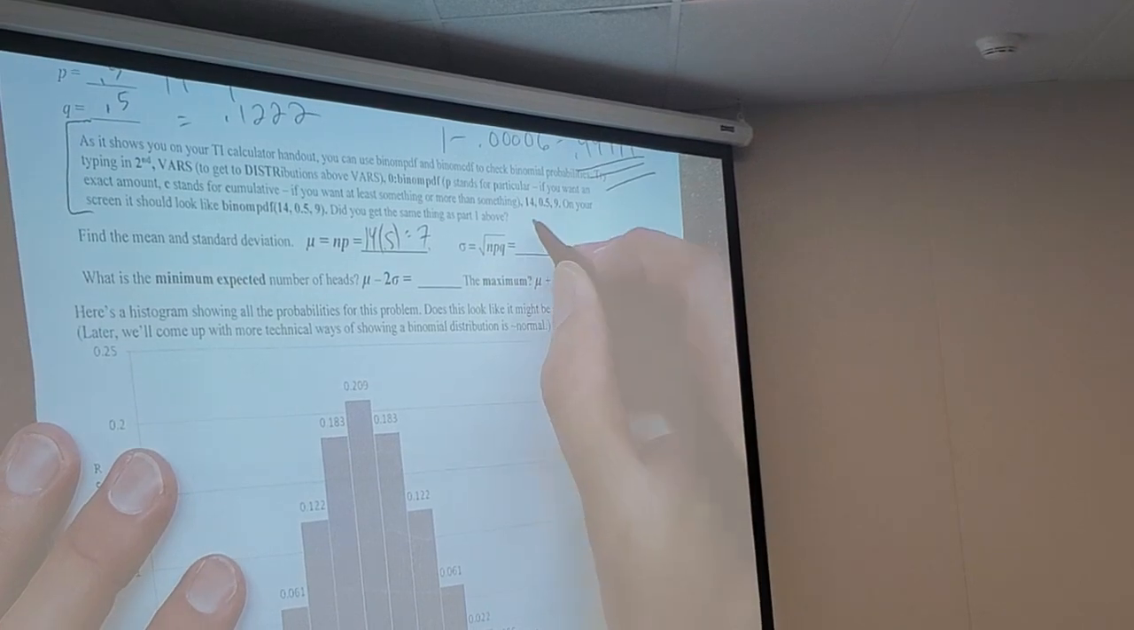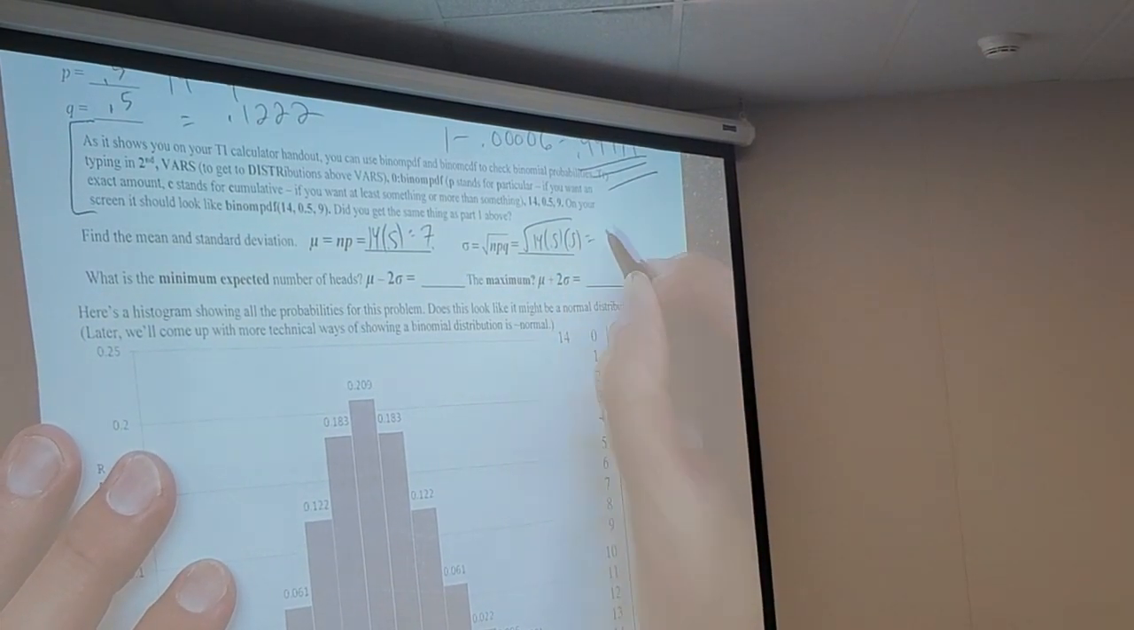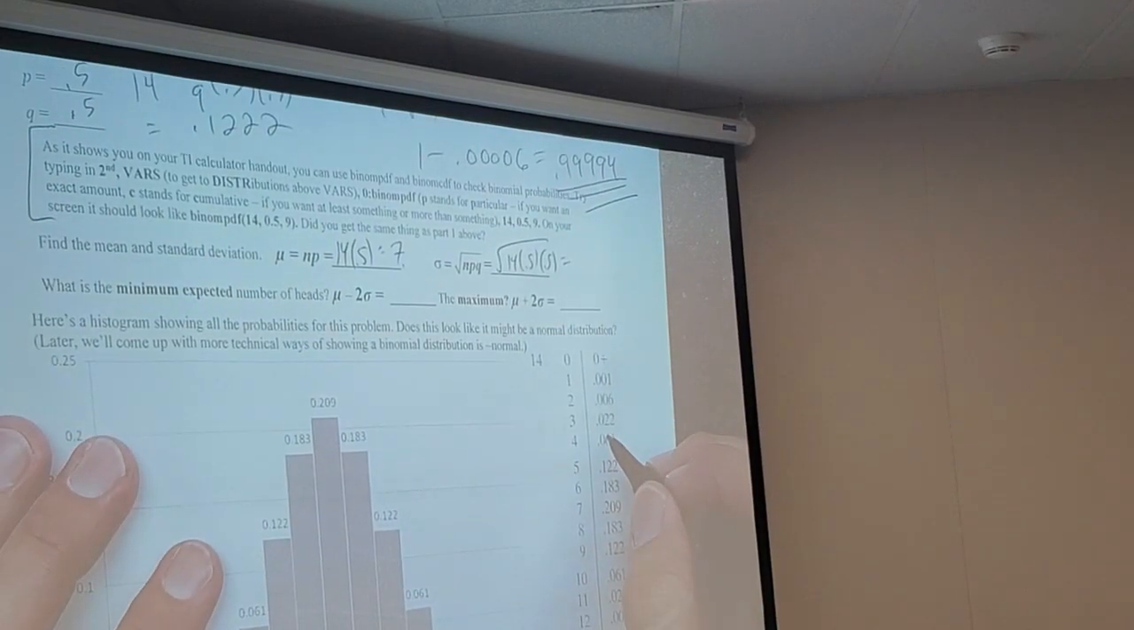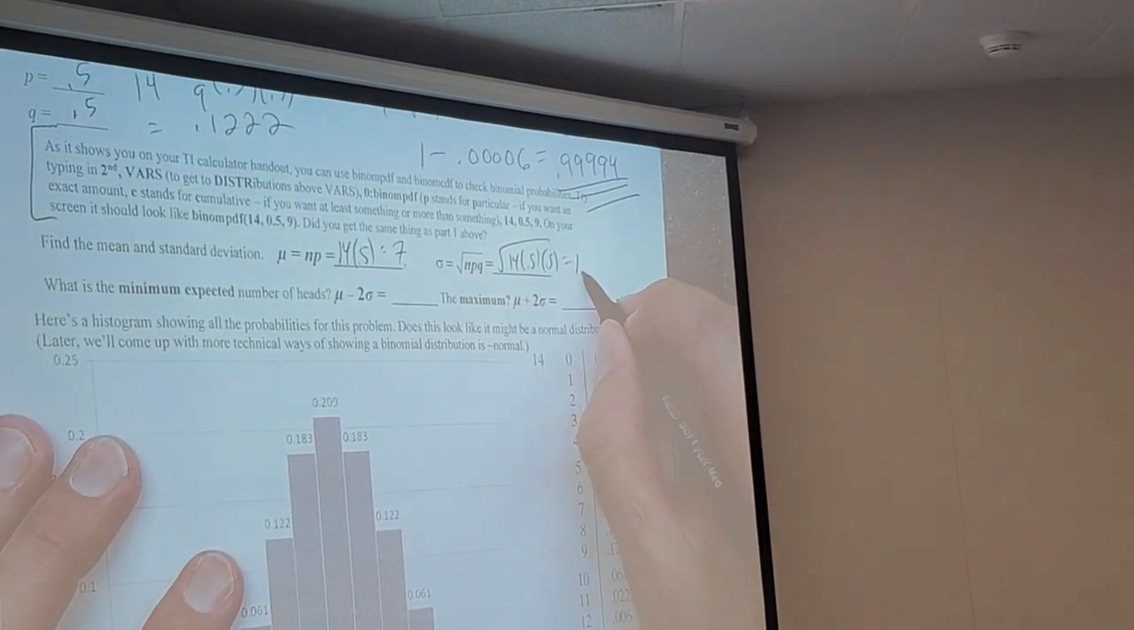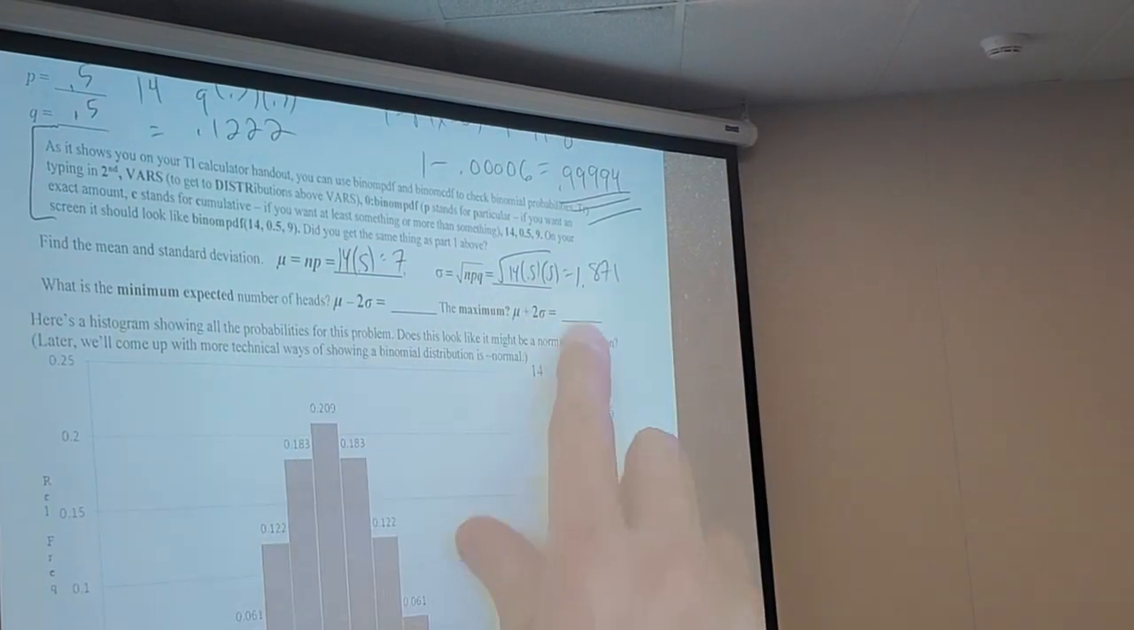I think I know what it is. What do you guys get? 1.871. Now figure out what the minimum expected and the maximum expected.